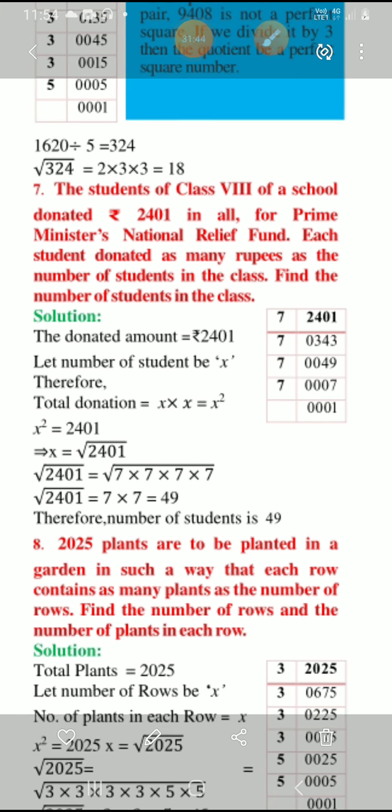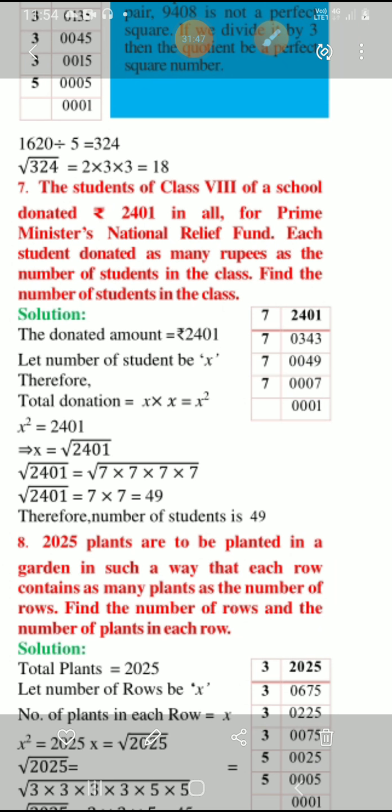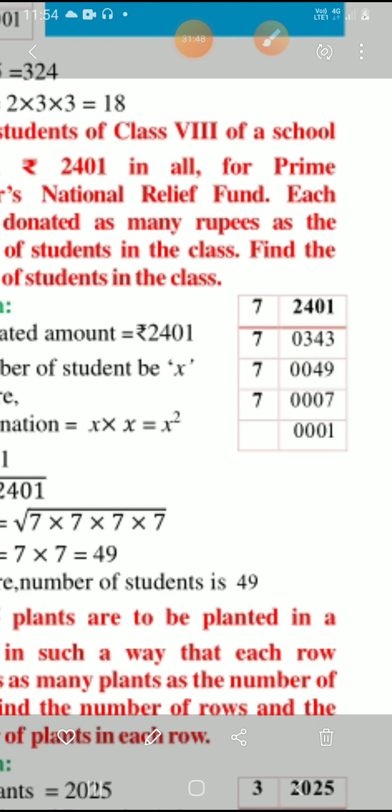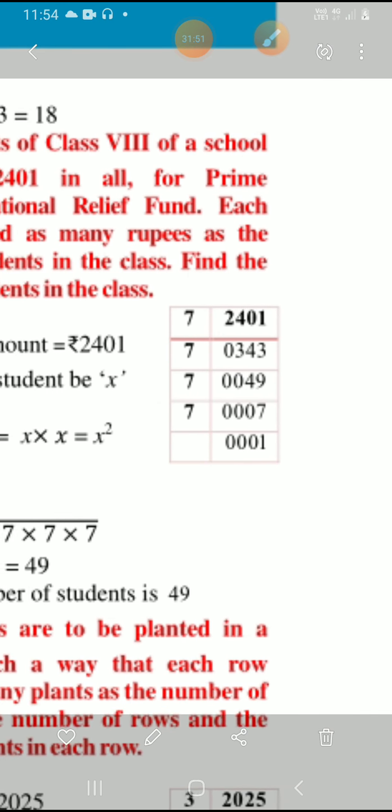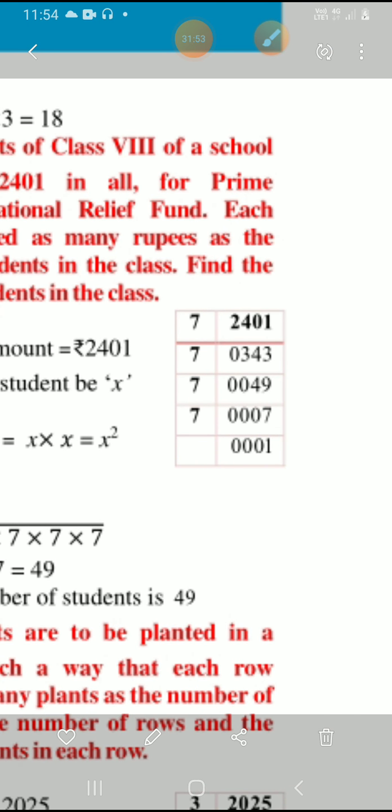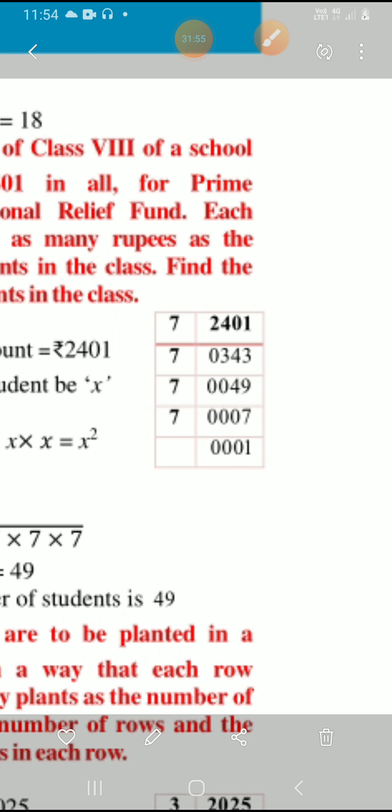Okay, so for that, the total donation is 2401. So that we can divide. First we can divide by 7. Okay, let's try to do that. So we can say that 2 is less than 7, so we'll take 24.